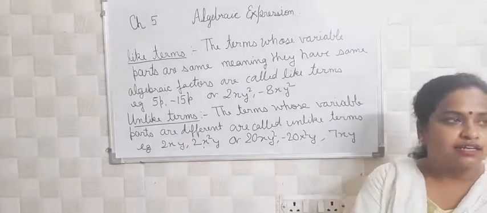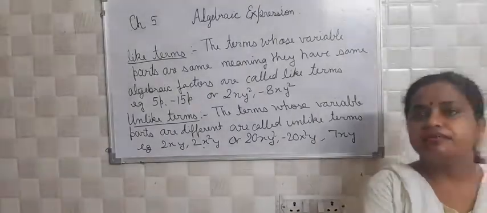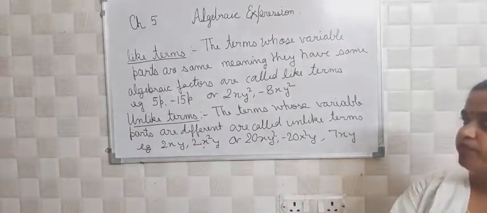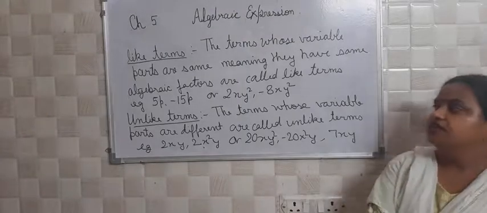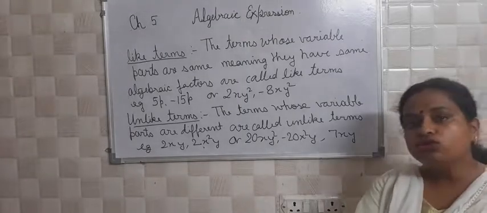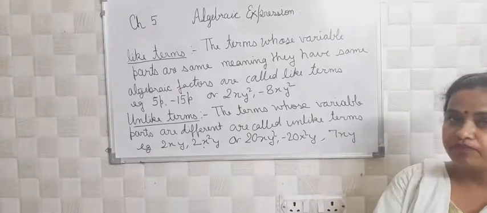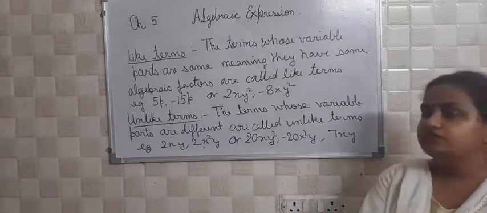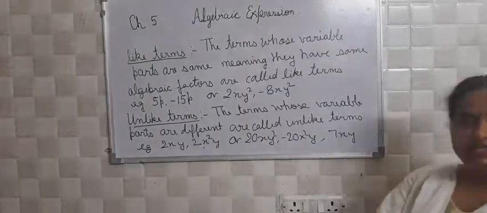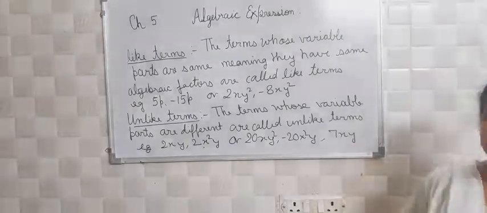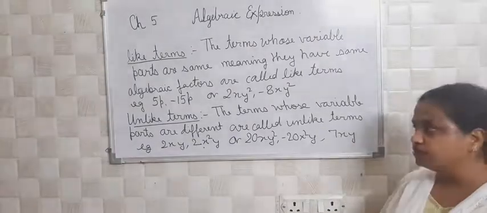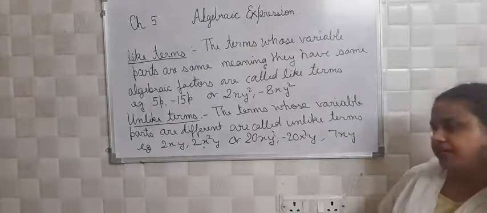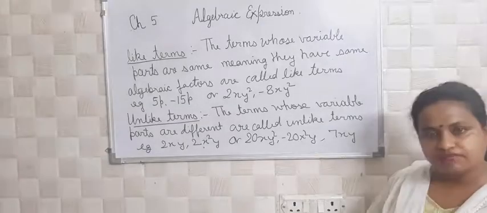What is like? Like means which are having the similarity, which are same. The same in mathematics also. Which are the like terms? The terms whose variable parts are same, or you can say factors are same. Example, you can see 5p and minus 15p. So here variable is p and in both the terms p is same. So we can say 5p and minus 15p are like terms.